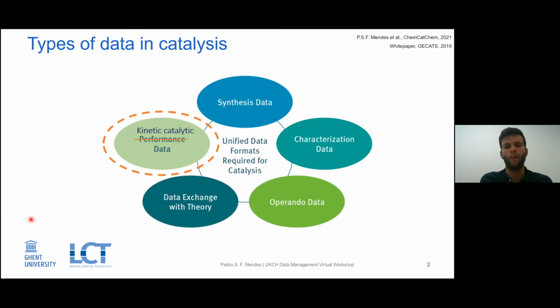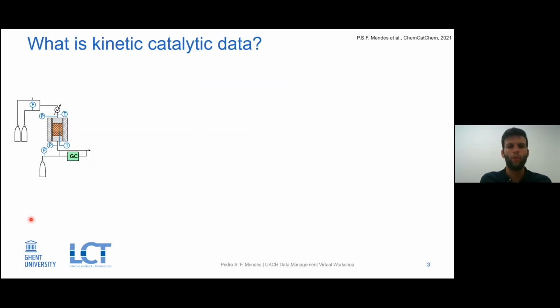Now that you have the focus of the type of data that will be the focus of our discussion today, we can move to what is really kinetic catalytic data. As I was saying, this is the data one gets at an experimental setup by testing a catalyst. I will mainly focus on heterogeneous catalysts, but again, it's also applicable to other types of catalysis. You will measure the outlet of your reactor or the product in some way, and that's how we typically measure the performance or the kinetic action of our catalyst.